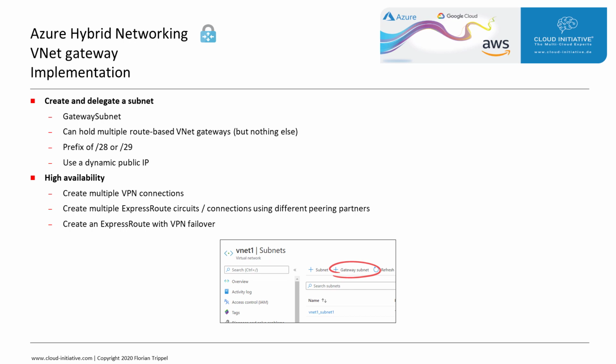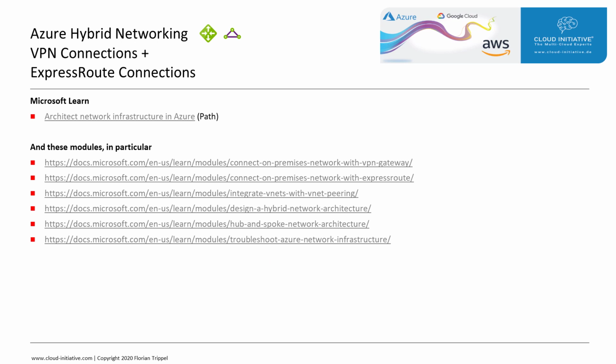If we are aiming for high availability, then we should create multiple VPN or ExpressRoute connections. There's also a design pattern called ExpressRoute with VPN failover. To close out this lesson, I also want to mention that there are some parts that we skipped over, like ExpressRoute circuits. This is explained in a bit more detail in the Microsoft Learn tutorial.